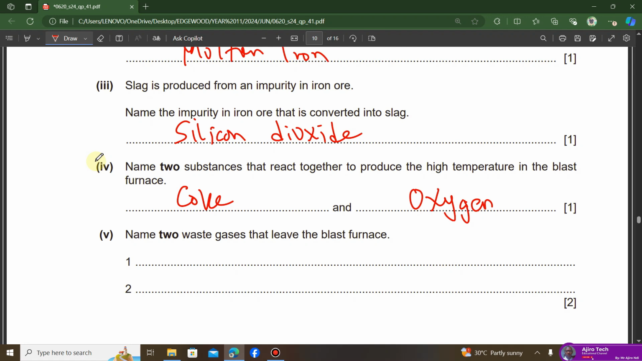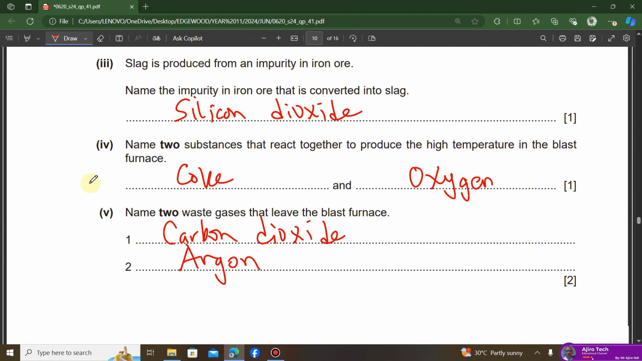So basically, you would have carbon dioxide as one of them, which is one of the gases produced in the blast furnace. And then you also have some of the impurities, such as argon, which is also there because it's present in the hot air.